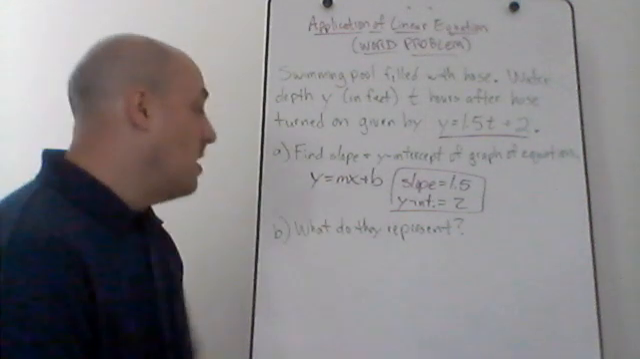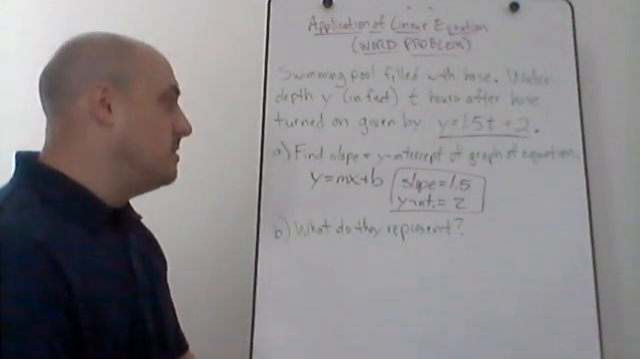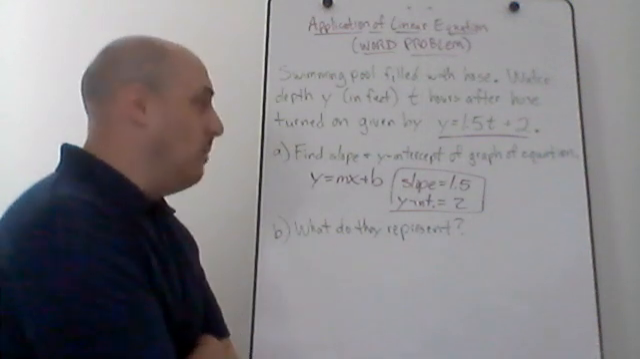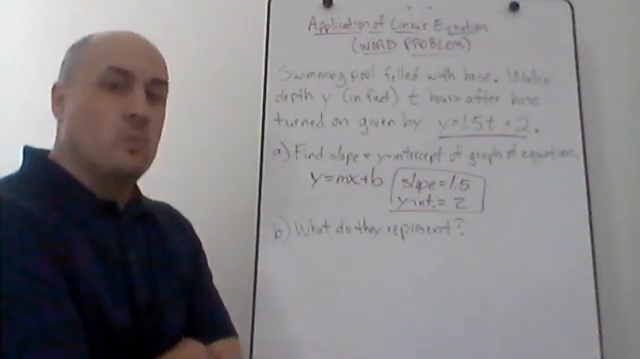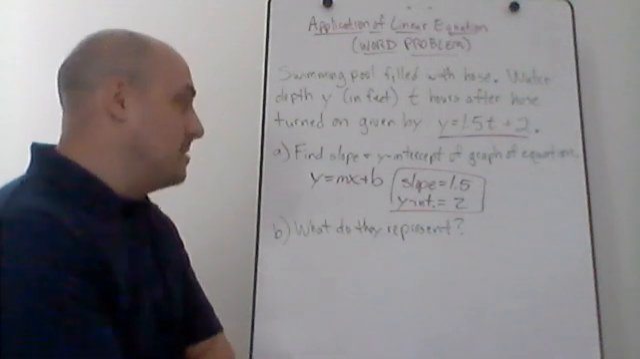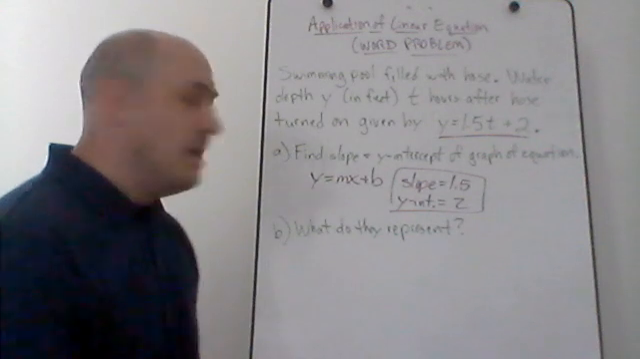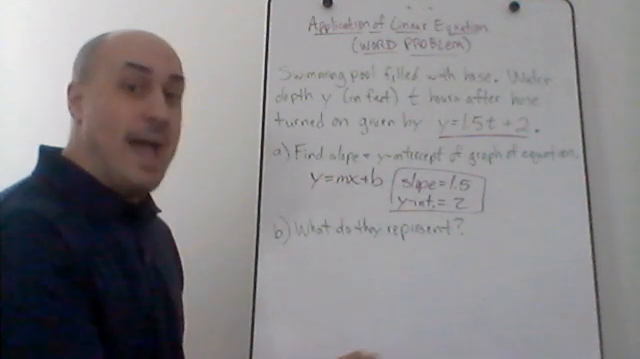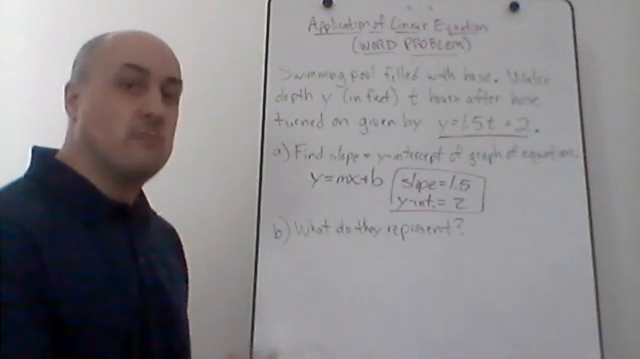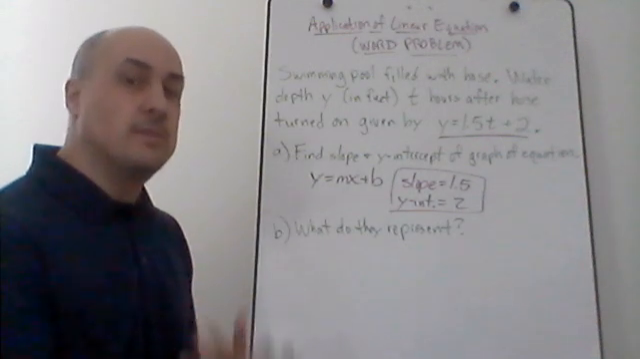Part B asks us, what do these things represent? What does the slope and the y-intercept represent? Whenever you're doing a math problem and it asks you, what does the slope represent, or interpret the meaning of the y-intercept, or some words to that effect, it's asking you to not do math, like write down numbers and solve equations. It's asking you to actually write out some words of what this actually means.